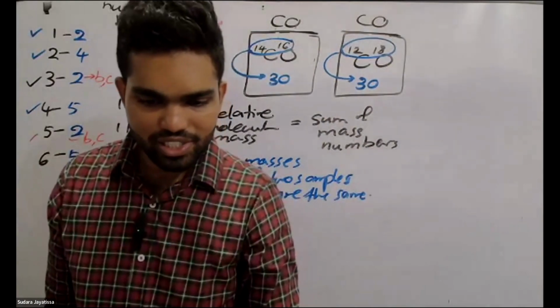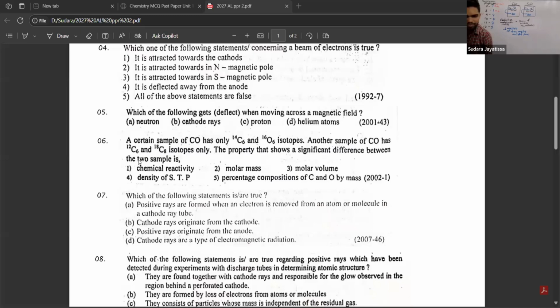So in your question, if you go through it, you can easily understand. The chemical reactivity is anyway similar because isotopes have similar chemical properties, and their molar masses are all similar. Molar volume will be similar and densities will be similar, right? The only thing that is going to be different is the percentage of carbon and oxygen by mass.